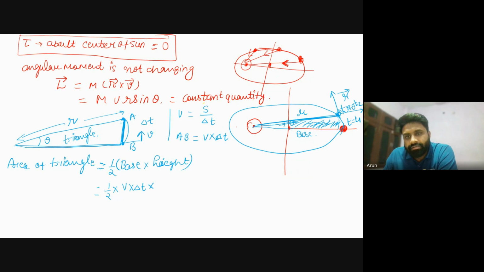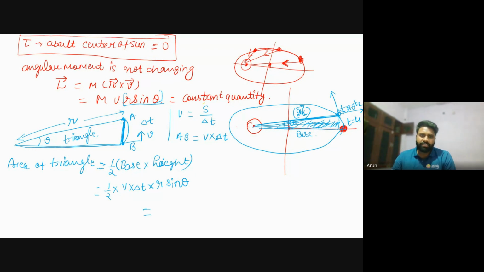So we would resolve this R vector into two components. One of the components will come in this direction and one of the components will come perpendicular to V. Okay, got it? And in that, we will take the perpendicular component, because this r sine theta is nothing but the perpendicular component to V. So we will take r sine theta here. Okay. So you can say that this is the area of this triangle.